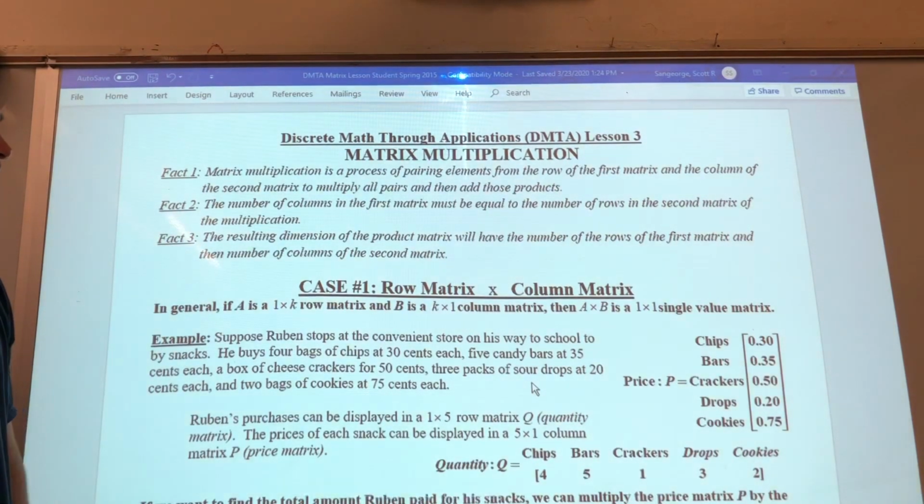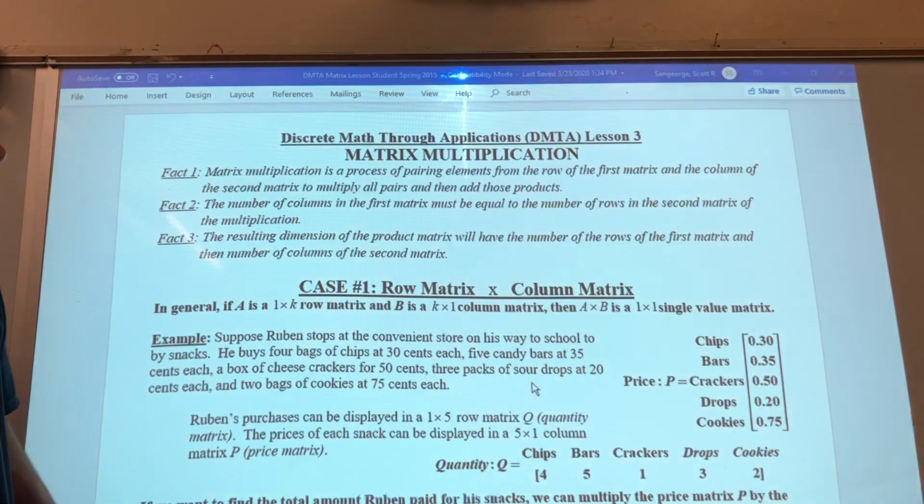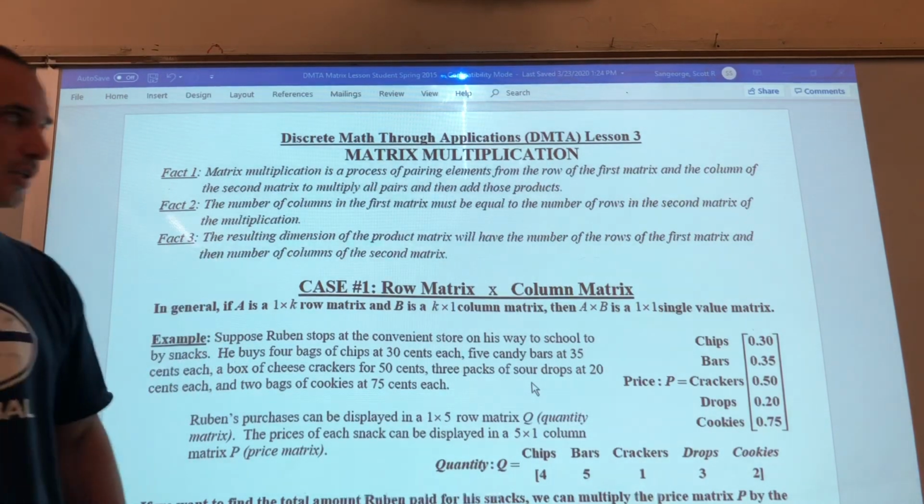The number of columns in the first matrix has to equal the number of rows in the second matrix of the multiplication, and the resulting dimension of the product matrix will have the number of rows of the first matrix and the number of columns of the second matrix. Let me show you what that looks like.